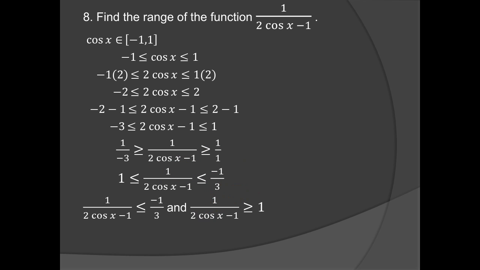From the final conclusion, this function is less than or equal to minus 1 by 3, which means negative values, and also it is greater than or equal to 1. So we have two sets of intervals. The range is minus infinity comma minus 1 by 3, and also 1 comma infinity. You have to combine the two, so the union is given. So this is the range.